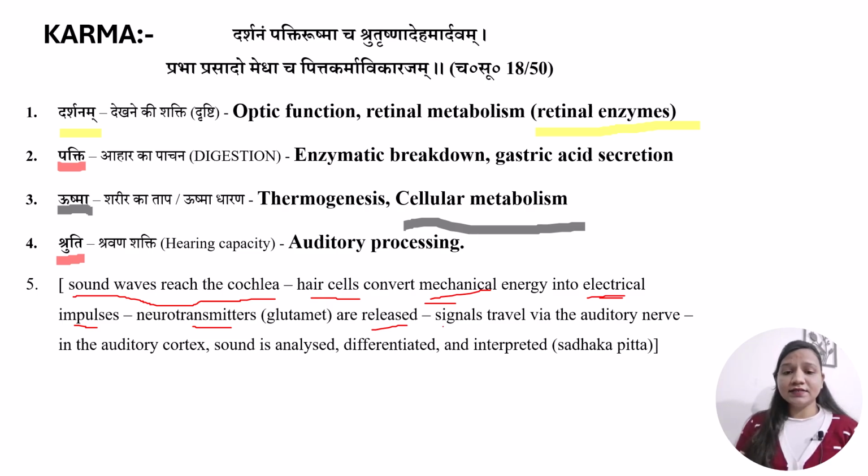Then after that, the signals travel via the auditory nerve. Here, the Pitta dosh maintains the metabolic energy of the neurons so that the signals can travel via the auditory nerve. Then in the auditory cortex of the temporal lobe, sound is analyzed, differentiated and interpreted. Here also Pitta dosh is responsible, because it gives the clarity so that the signals that are coming can be analyzed, differentiated and finally interpreted.